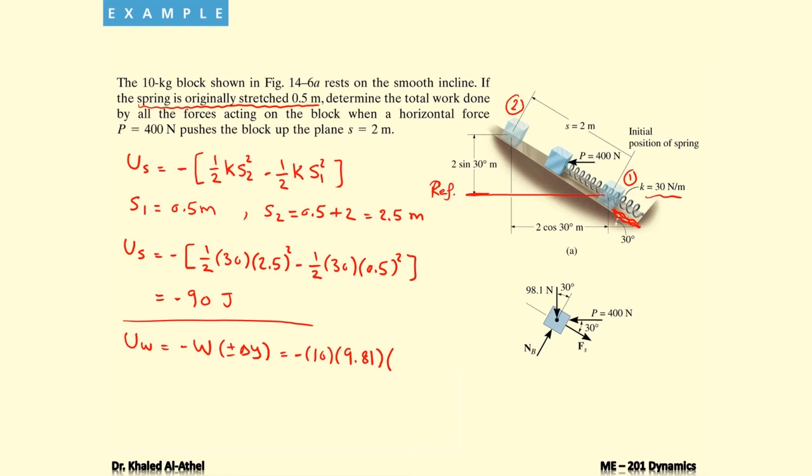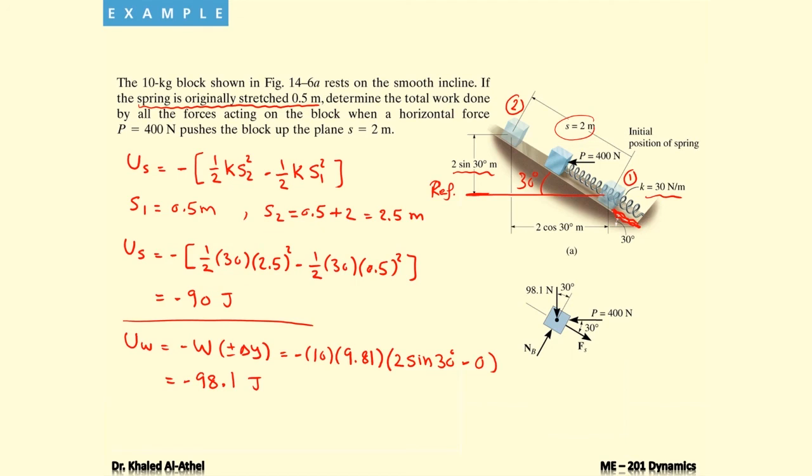So what is the elevation at position 2? Remember, this is 2 meters. This angle is 30 degrees. So the vertical component is 2 multiplied by sine 30. So it's going to be 2 sine 30 degrees minus, since I'm choosing position 1 to be my reference, it is 0. And this gives me, if you carry out the calculations, minus 98.1 joules. Okay, and this covers all the forces that we have.